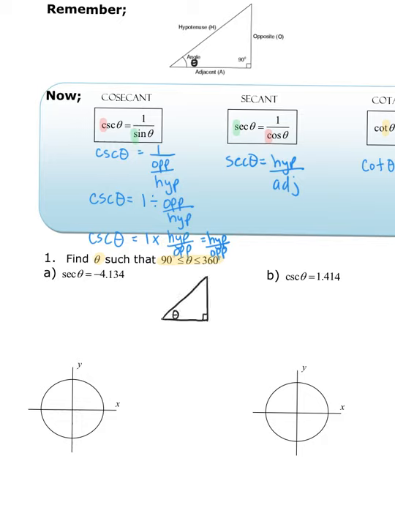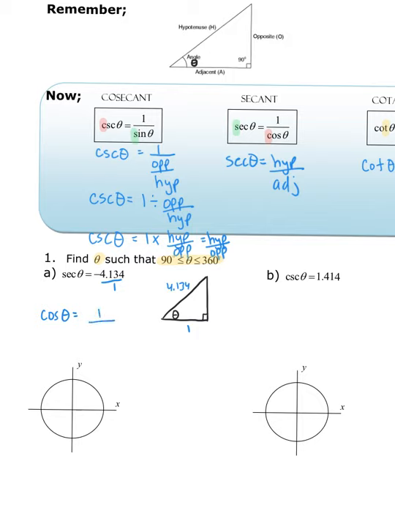So in 1a, we are finding all of the angles in this interval between 90 and 360 degrees, where when we take the secant of that angle, we get this negative ratio. So remember that secant is the hypotenuse over the adjacent. So I will just change this to a fraction. It's negative 4.134, which is the hypotenuse, and the adjacent is 1. Because we are given the adjacent and the hypotenuse, we now can find the cos ratio, which we're more comfortable working with because it's a primary trigonometric ratio.